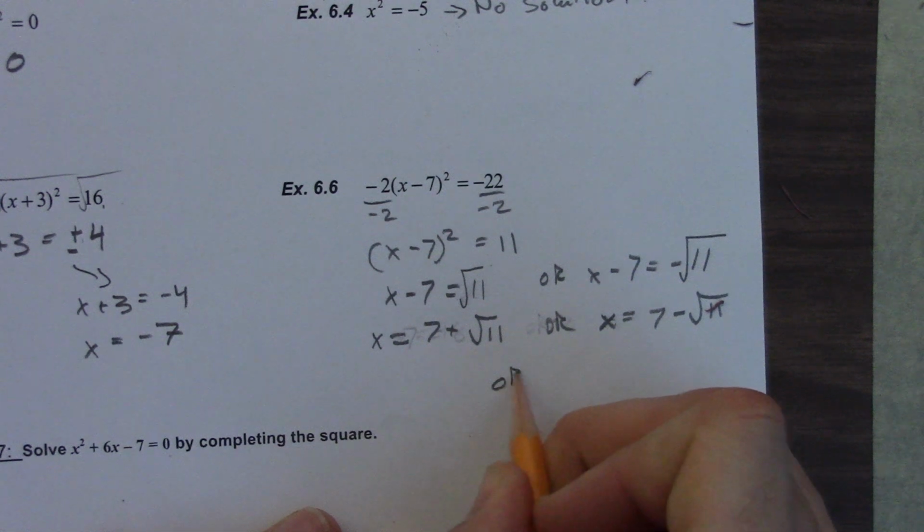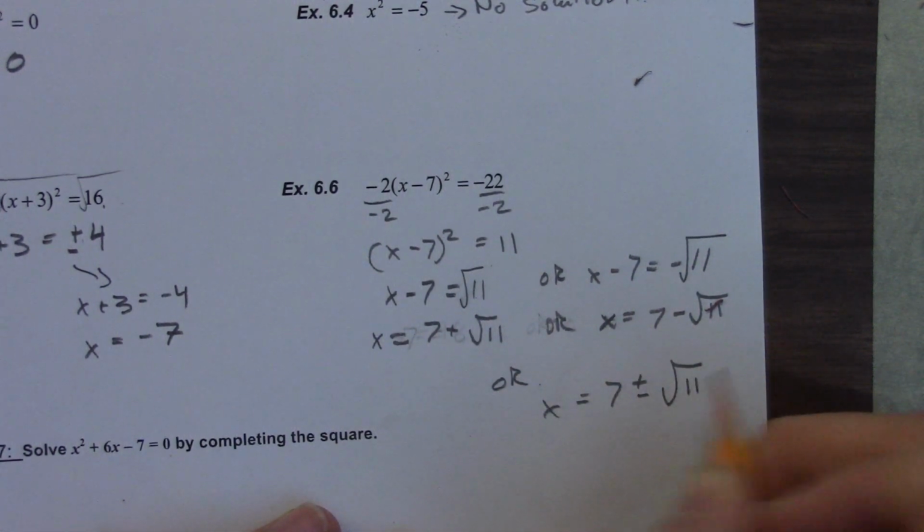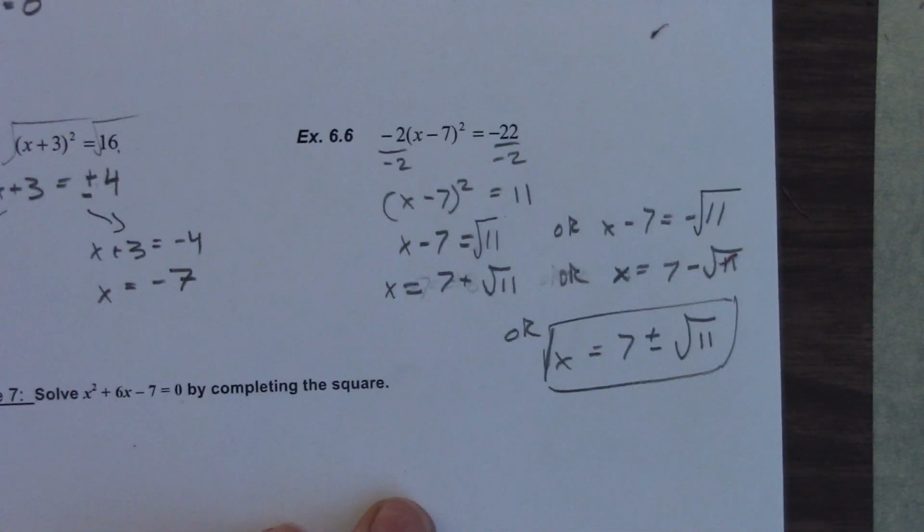Or you could actually write this out like this. x is equal to 7 plus or minus root 11. You could write it out like that. Either way is correct.